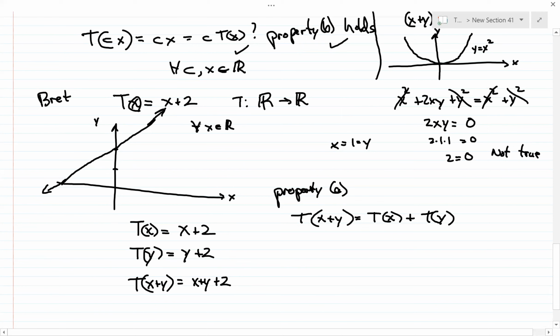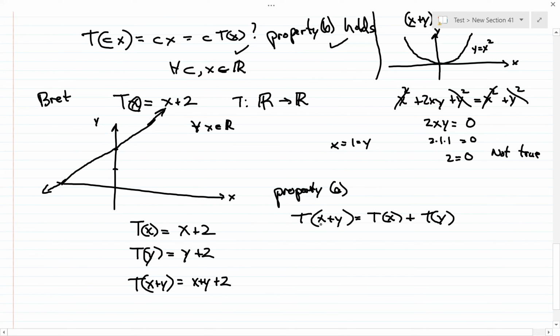X is thought of as my vector. You just add 2 to it. So Tx would be x plus 2, Ty would be y plus 2, T of x plus y would be x plus y plus 2. Okay, now what? Take that and put it into here and see if it works. If it does, at least we're rolling, we have property A. If it doesn't, well, since we need both A and B, then the answer would be negative.